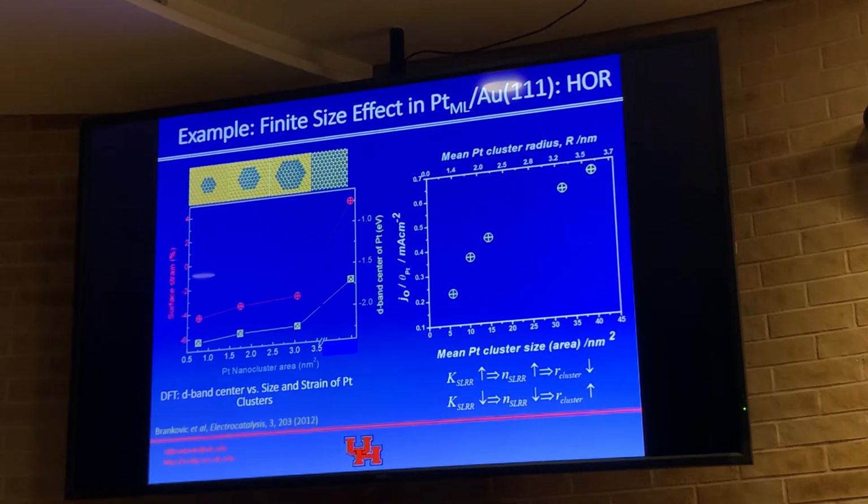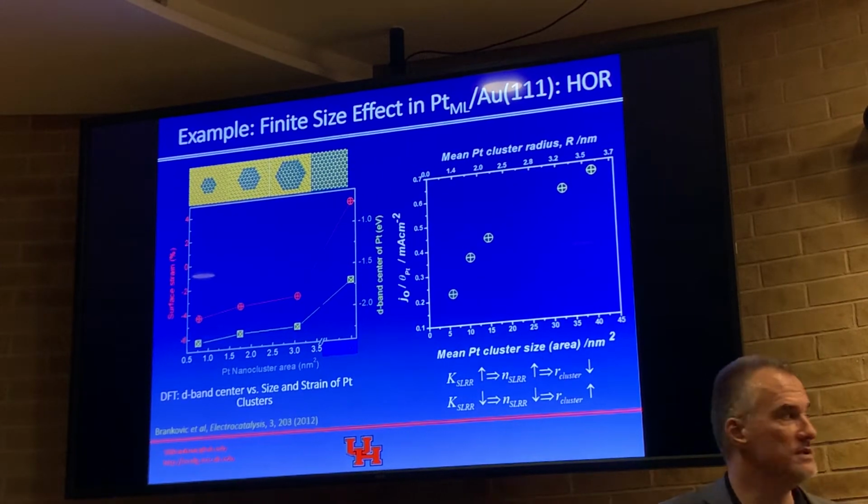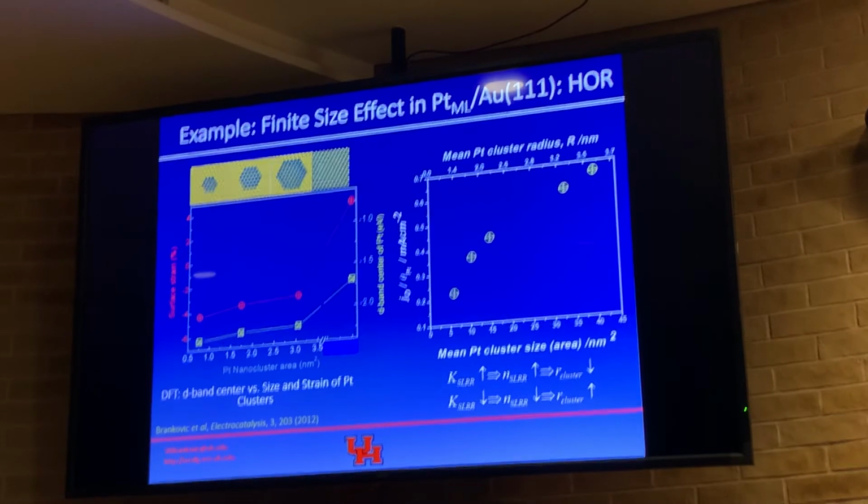Now, when we did some real measurements, and this is the normalized exchange current density for the hydrogen oxidation reaction. This is some kinetic parameter that we evaluate for the catalyst, which has different mean platinum cluster size. What is the mean platinum cluster size? It is that we measure all the clusters, we get a distribution, and the mean is this.